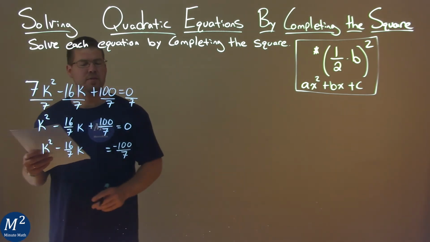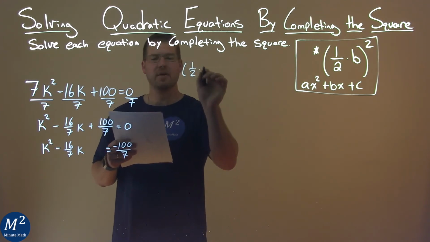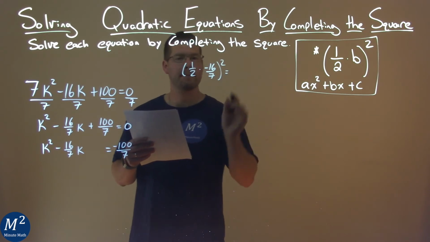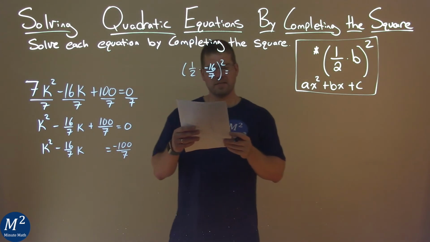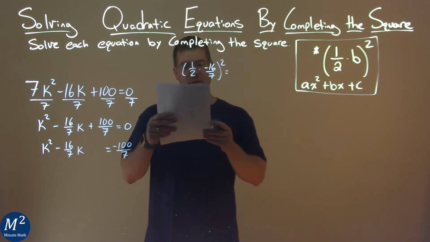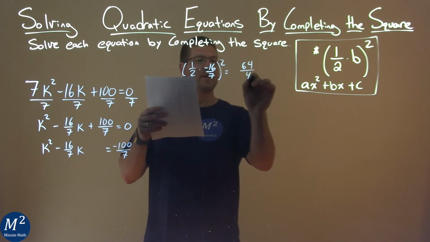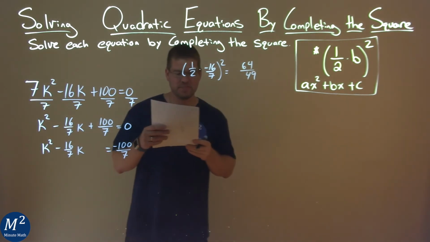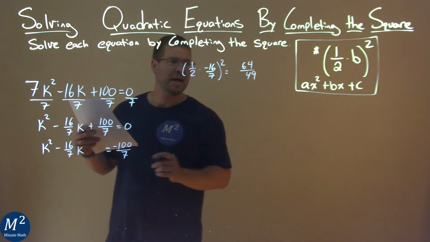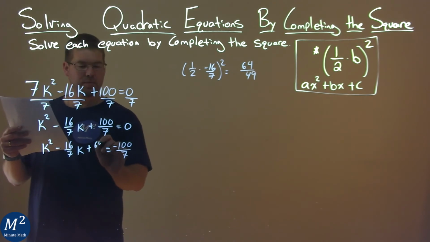Now my b value is negative 16 over 7. So use my formula, 1/2 times negative 16 over 7, squared. Well, 1/2 times negative 16 over 7, okay, and squared comes out to be 64 over 49. So I'm going to take that 64 over 49 and I'm going to add it to both sides of the equation, plus 64 over 49.